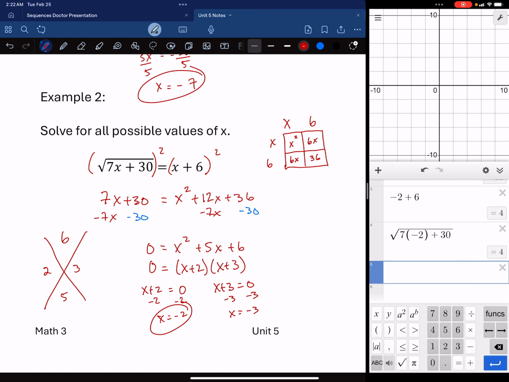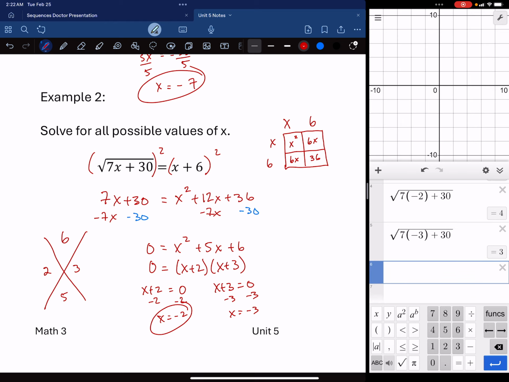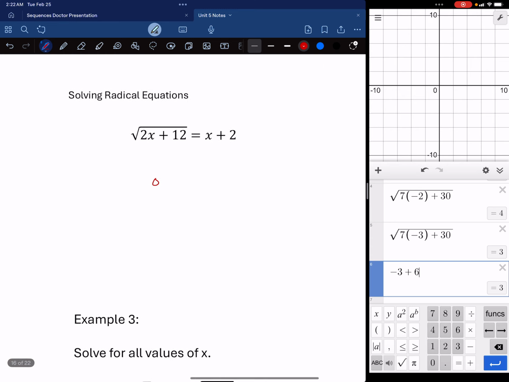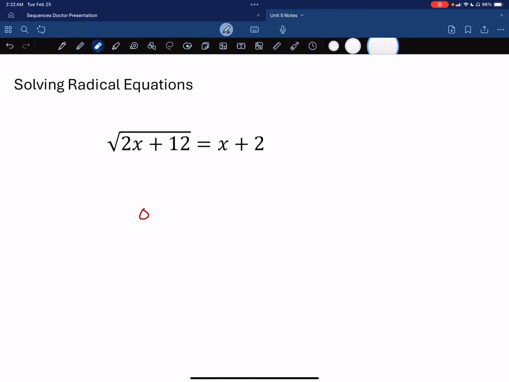Let's check the other one. So it's going to be the square root of 7 times negative 3 plus 30. We do negative 3 plus 6. Both equal positive 3. So negative 3 is also an answer. So let's do a couple more examples. Things like that from time to time.